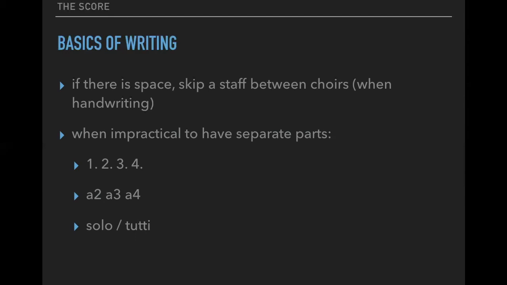Okay, so these 3 things, this is probably new information for most of you. I would take a moment to write this down, these 3 different ideas: about indicating specific players, 1 period, 2 period, etc., or doubling, A2, A3, A4, or how to go from solo back to tutti.